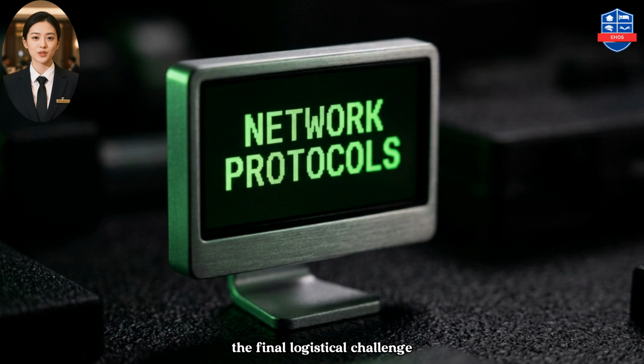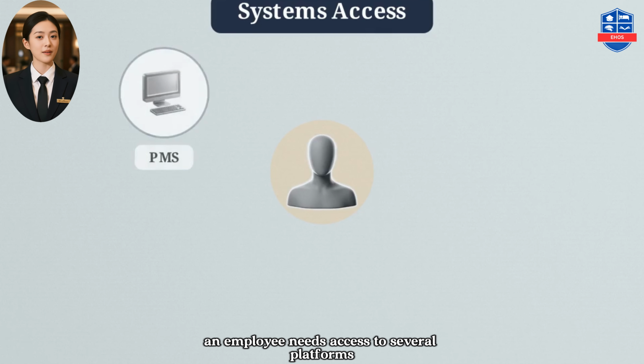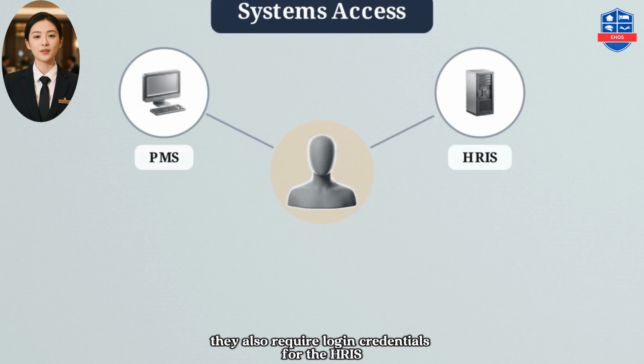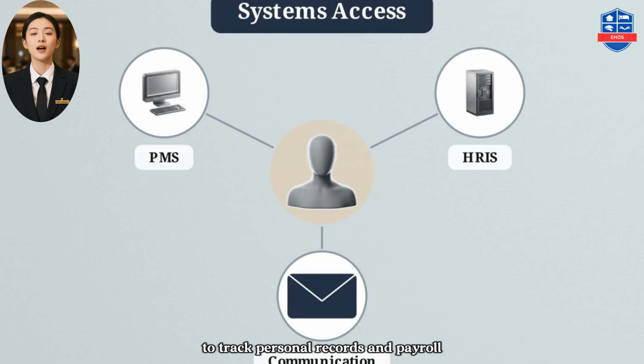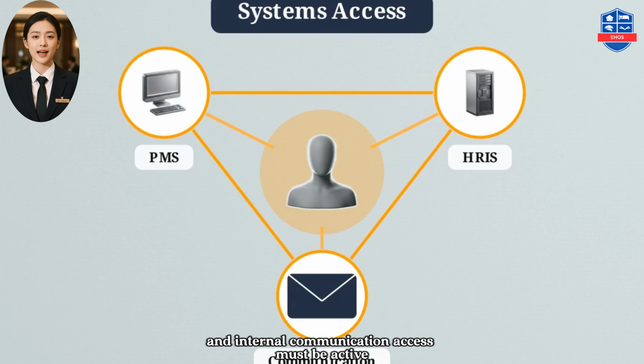The final logistical challenge is granting systems access. As this diagram shows, an employee needs access to several platforms, beginning with the property management system. They also require login credentials for the HRIS to track personal records and payroll. Finally, the corporate email account and internal communication access must be active.